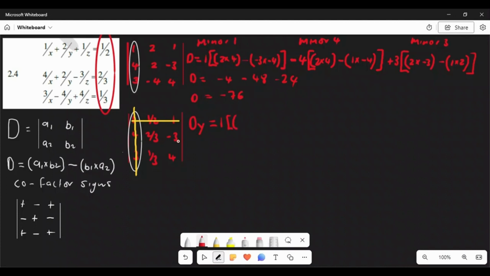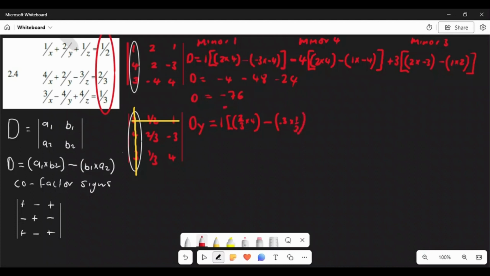Now let's calculate our determinant. Remember, the determinant is a1 multiplied by b2. In this case, it's going to be 2 over 3 multiplied by 4. So let's do it. 2 over 3 multiplied by 4. By now I think you should be able to see this minus. Now it's going to be b1 multiplied by a2, which is negative 3 multiplied by 1 over 3, right? Negative 3 multiplied by 1 over 3.